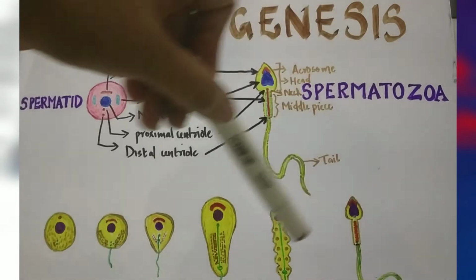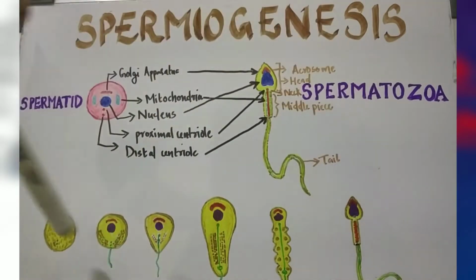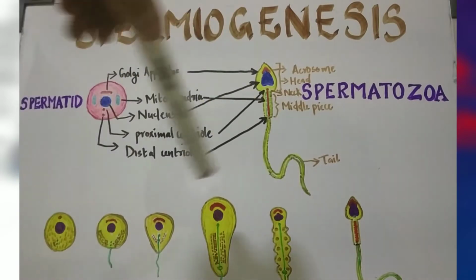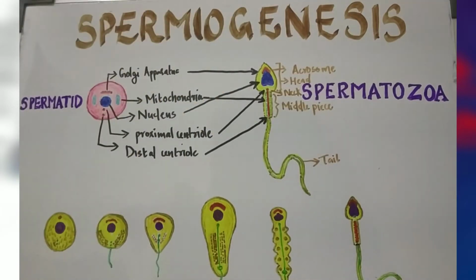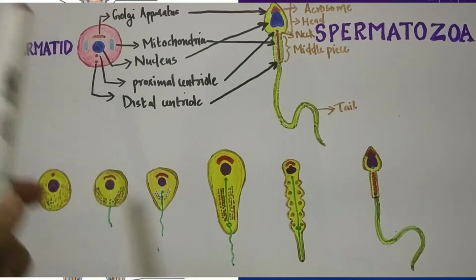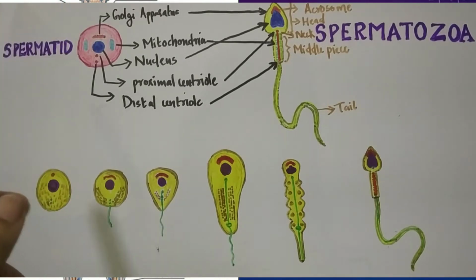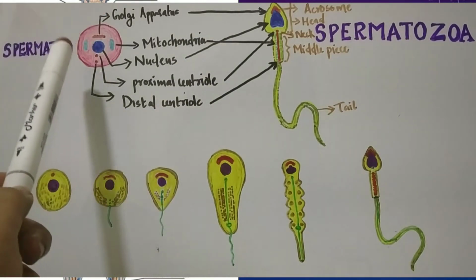Now we will discuss in detail the metamorphosis, how this occurs. We will discuss the various events that take place during the process of spermiogenesis. The first one is nuclear condensation.